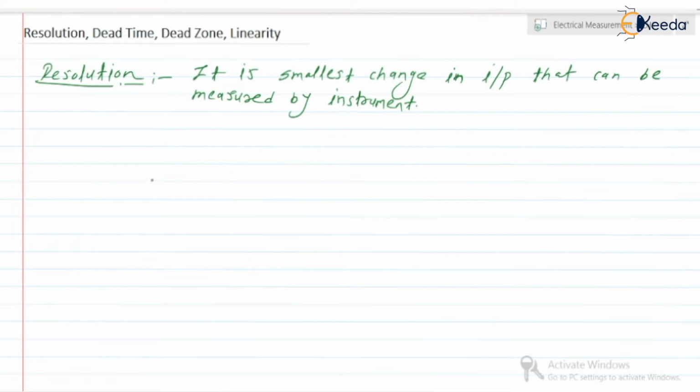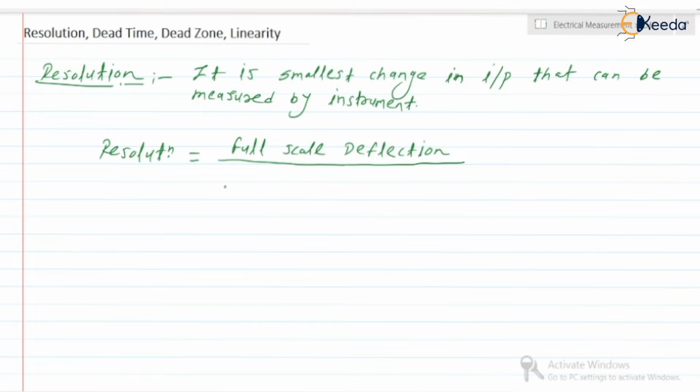It is given as resolution is equal to full scale deflection divided by the total number of divisions. That is nothing but the resolution.